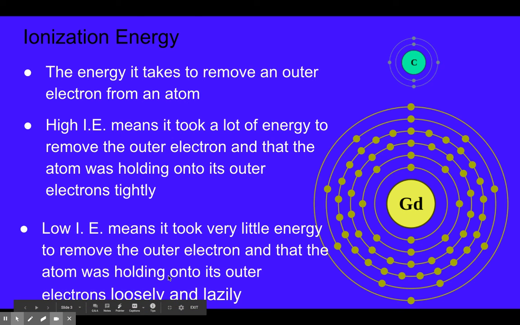Lower IE, lower ionization energy, means it took very little energy to remove the outer electron, and that the atom was holding on to that outer electron loosely, lazily. And that usually happens with larger atoms. They tend to hold on to those outer electrons very loosely, very lazy. Because that negative electron is way out there, and the positive nucleus is so much further away, it doesn't really have a tight grip on it. Lazy, loose, larger.